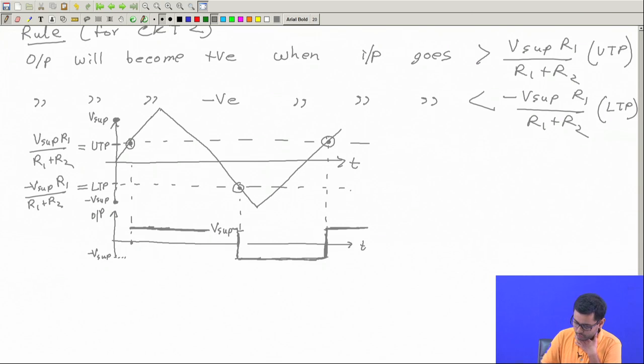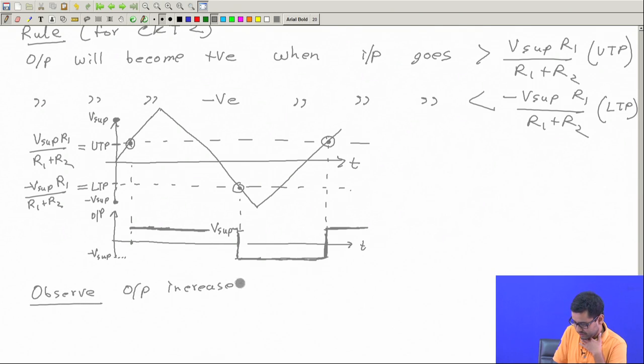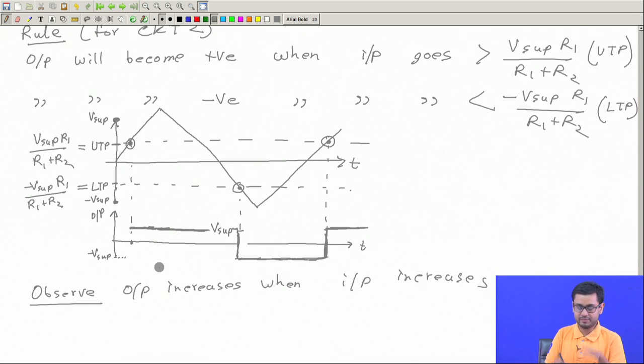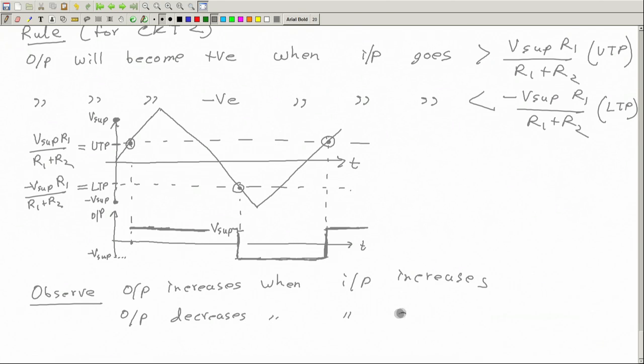So you observe output increases when input increases. You see here input is increasing, output is also increasing. Similarly, here input is decreasing, output is decreasing. So there is a correlation between the input and output, unlike the previous circuit where it was reverse. Here output also decreases when input decreases.